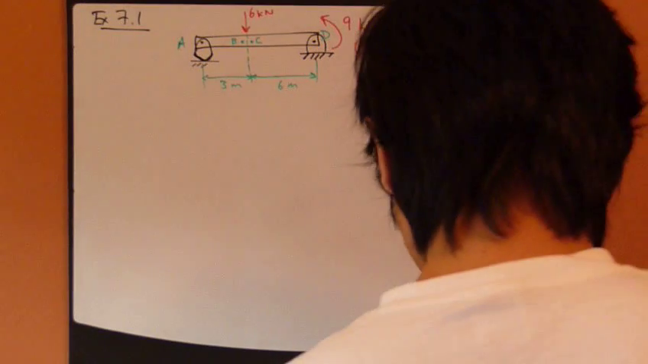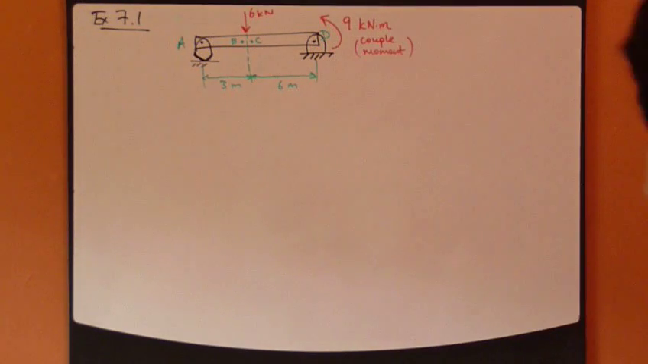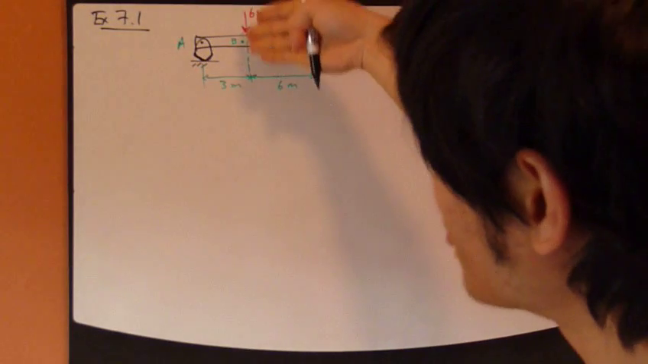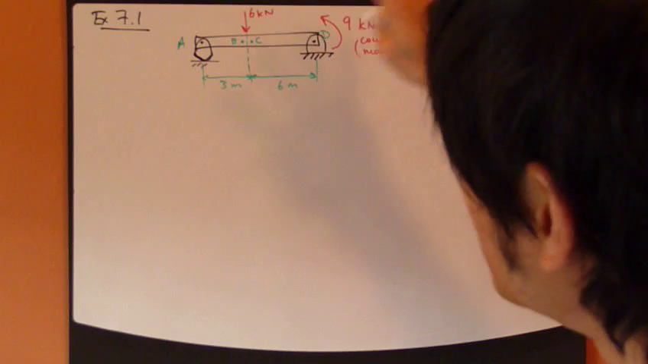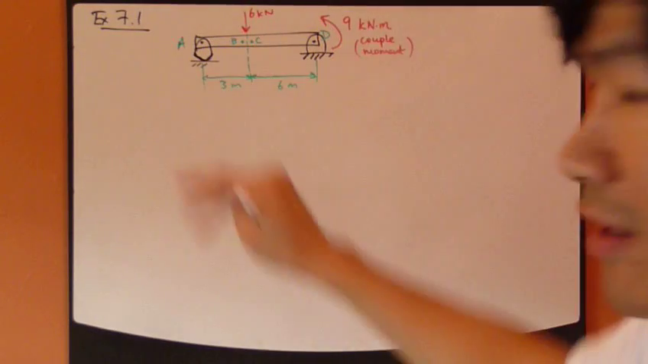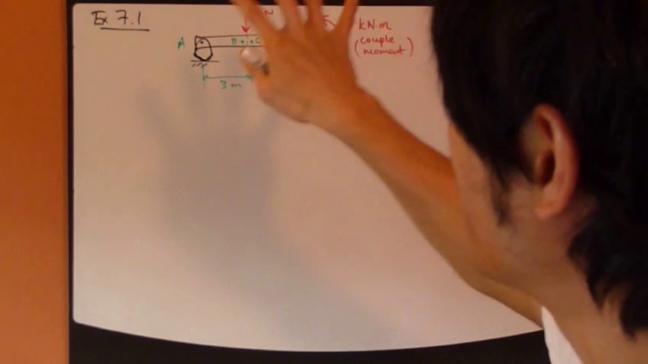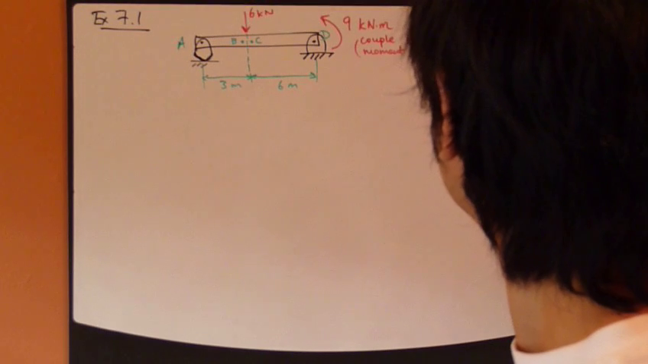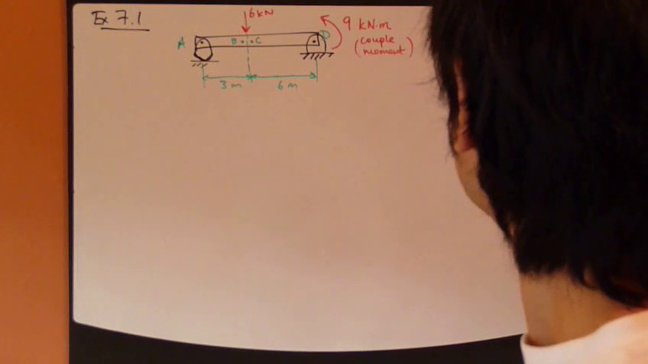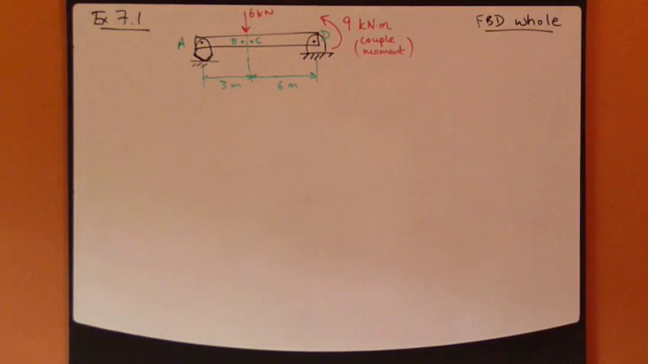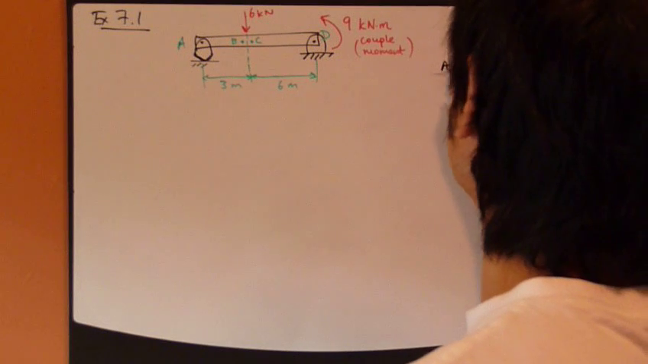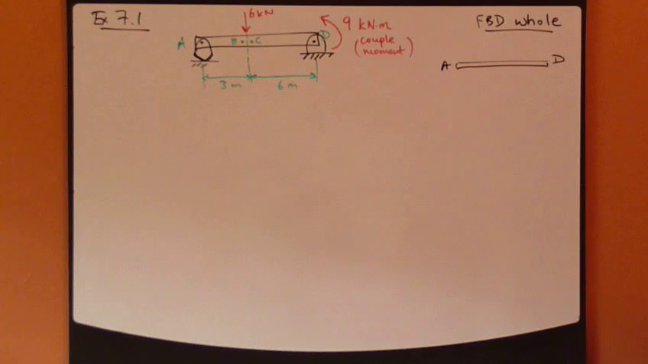Let's start the analysis. The very first thing you do, before you do any cutting, is look at the entire thing. Look at the free body diagram for the whole rigid body. So, let's do it here. Free body diagram, whole thing. The whole thing is AD. And then you draw all the forces and moment.